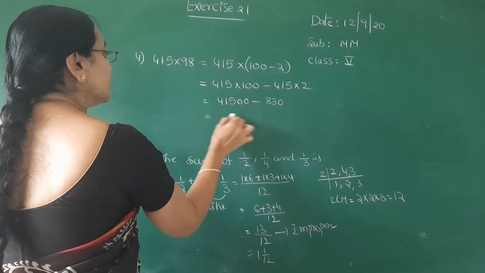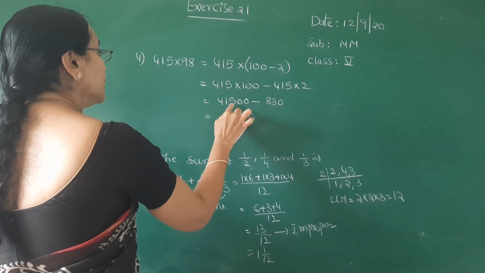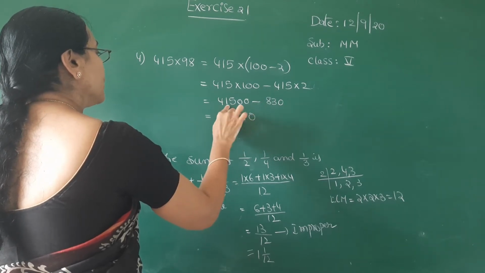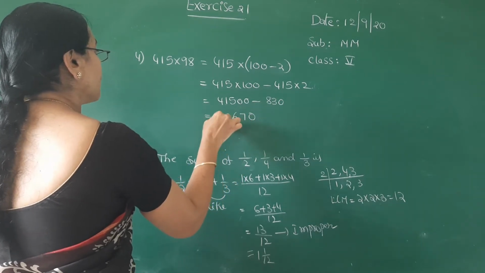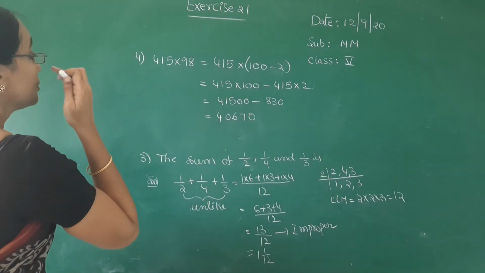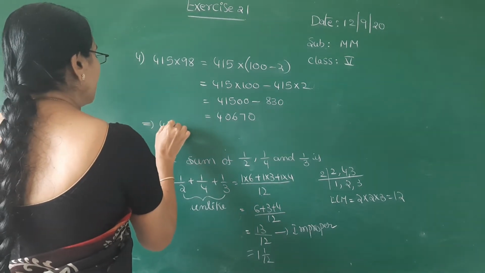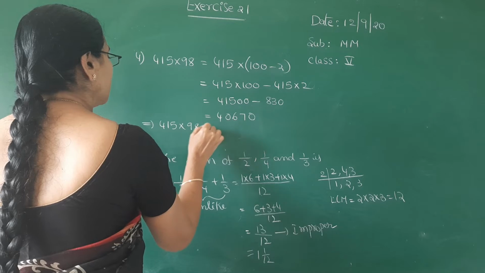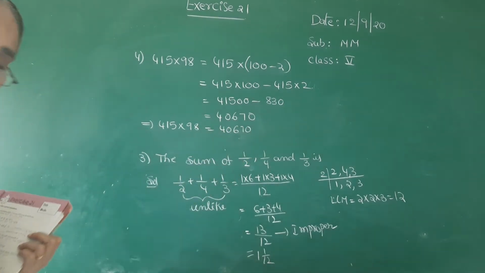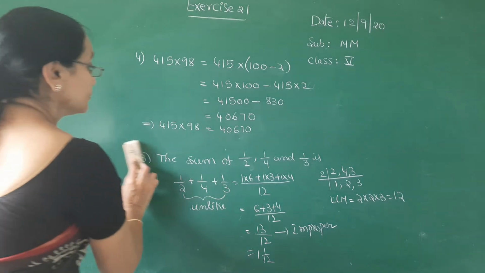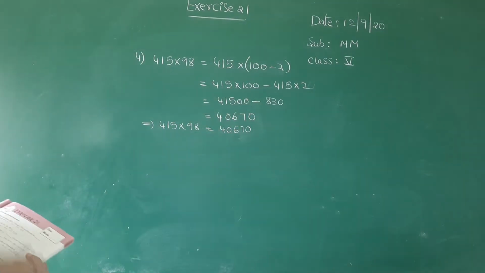Subtract these two. 0. 10 minus 3, 7. You took borrow, it is 4. You took borrow again from here. It is 14 minus 8, 6. 0, 4. So that implies 415 into 98 is equal to 40670. See the fifth problem.